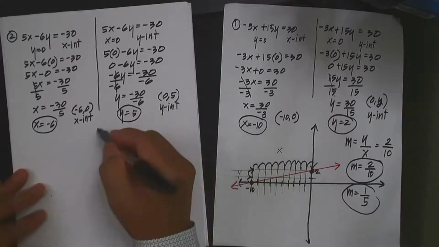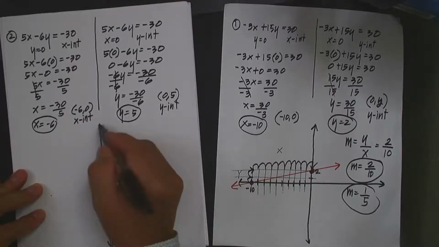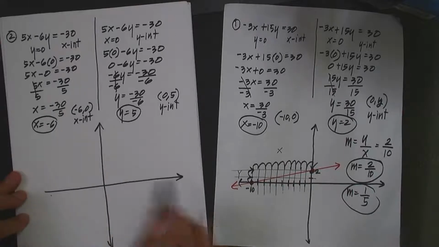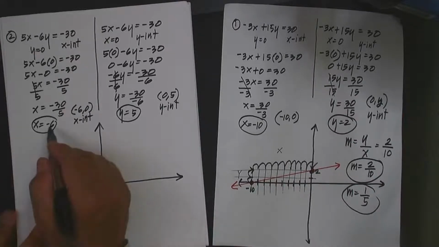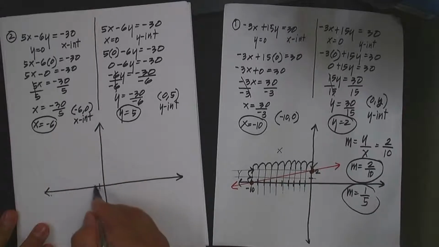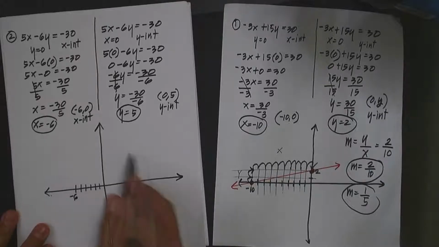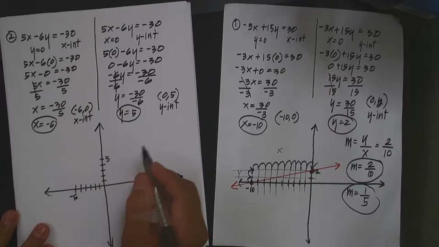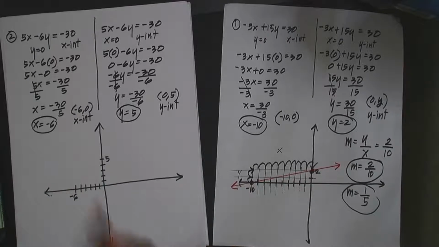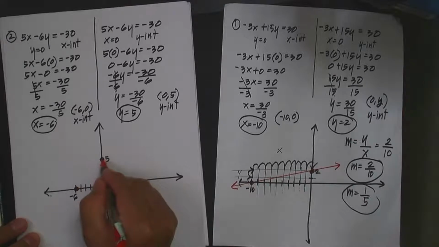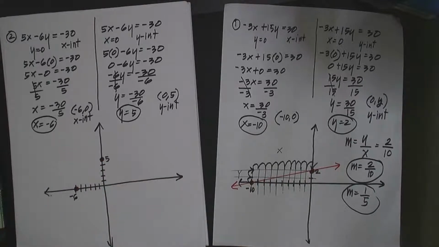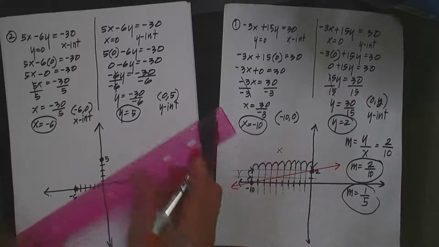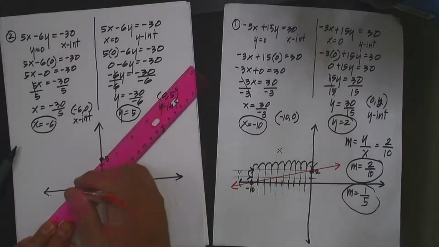Now, graph that in order for you to find your slope. Your first x is negative 6, so you have 1, 2, 3, 4, 5, 6. So you have negative 6. Next, you have positive 5: 1, 2, 3, 4, 5. Your first point here is negative 6 and 0. The other one is 0 and 5. You have to connect those 2 points in order for you to find your slope.